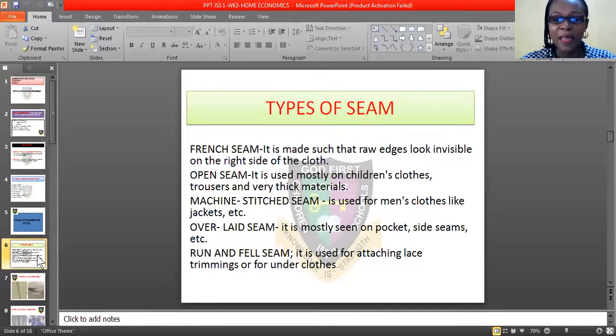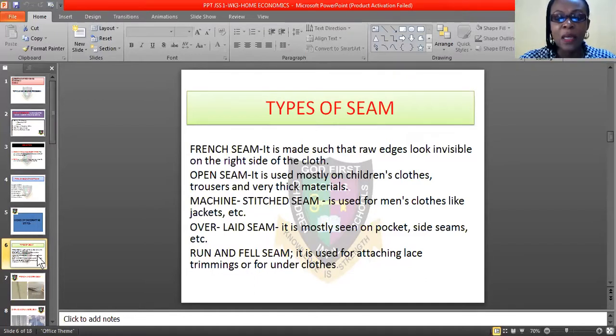Do you understand? At the underside, the clothes will look so invisible. You won't know that it has been sewn. You won't see where the thread passes. That is French seam. Open seam is used mostly on children's clothes, trousers and other thick materials. Yes, I will show you examples of all these seams.